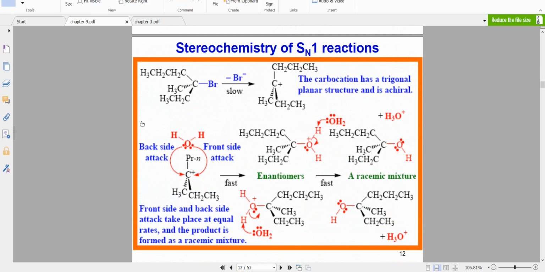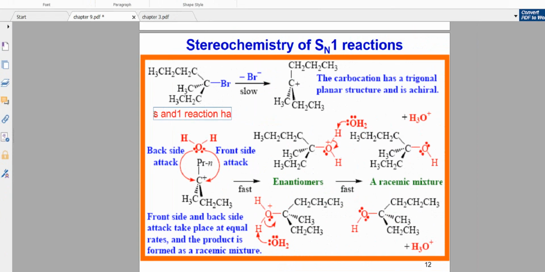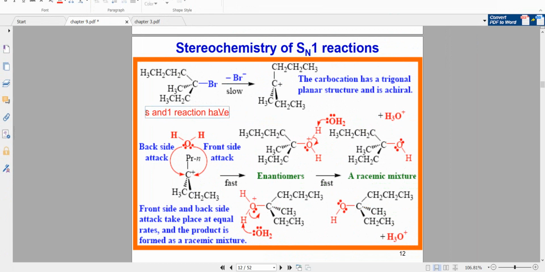In SN1 reactions, we have two products, about 50% S and 50% R.